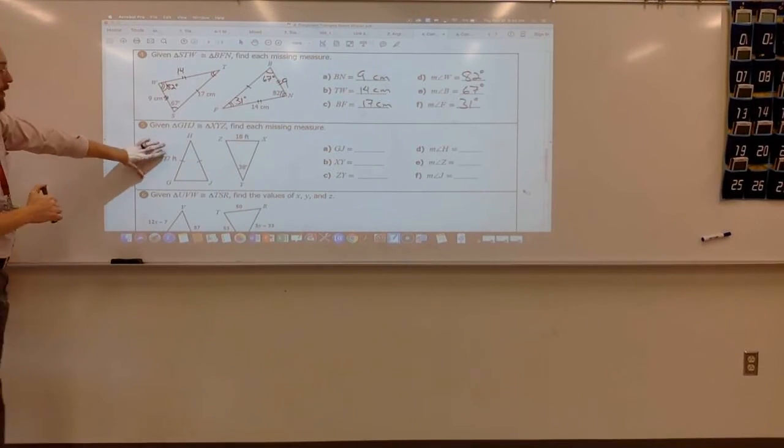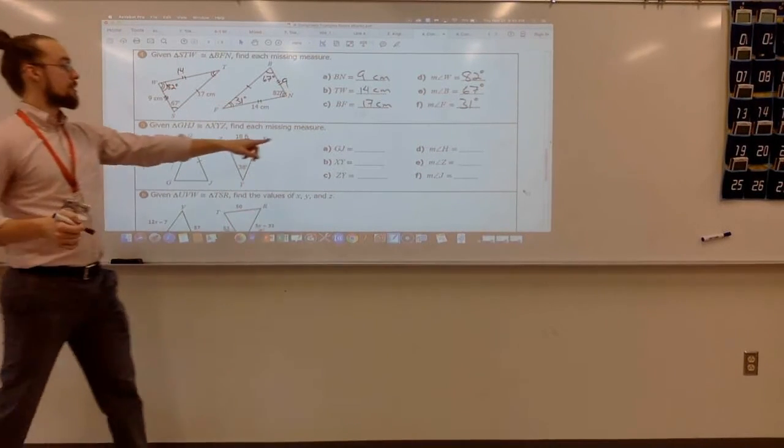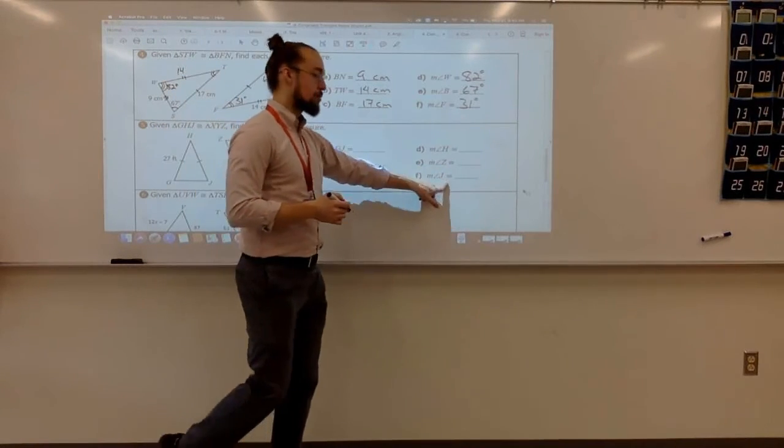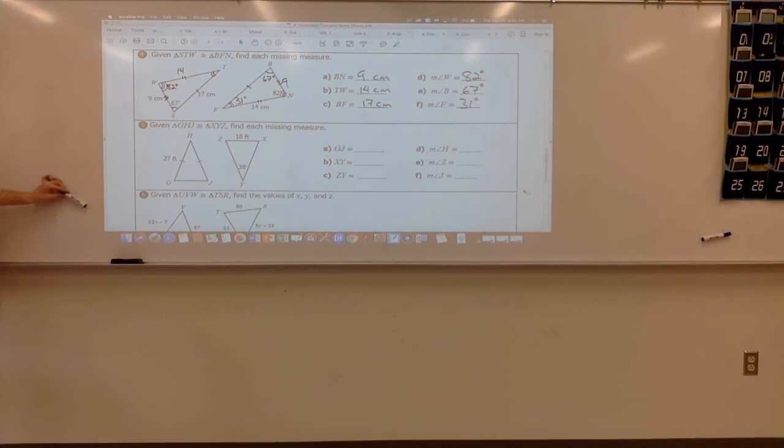Okay, so take a couple of minutes and try number 5 here. Give me the lengths of these sides and the measures of these angles.